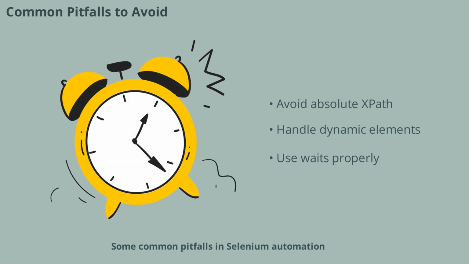Some common pitfalls in Selenium automation include relying too heavily on absolute XPath, neglecting to handle dynamic elements, and not using waits effectively. Avoiding these mistakes will make your tests more robust and less prone to failure as your application evolves.